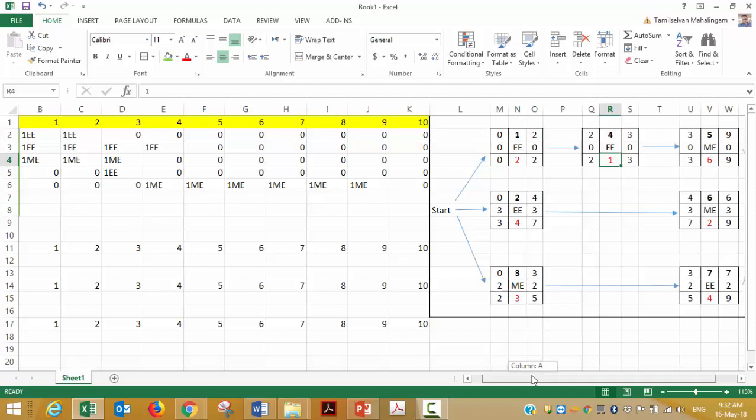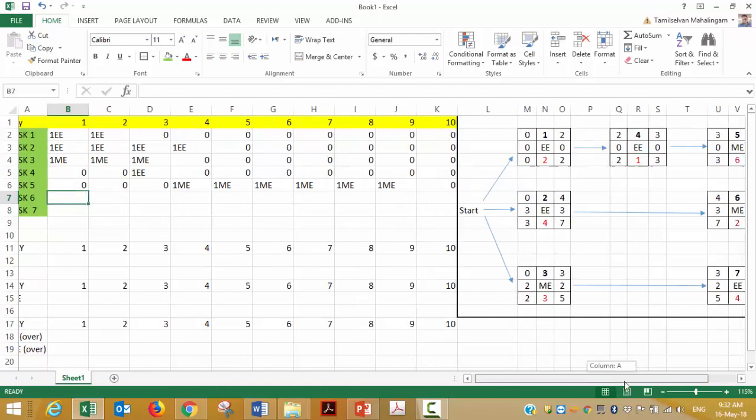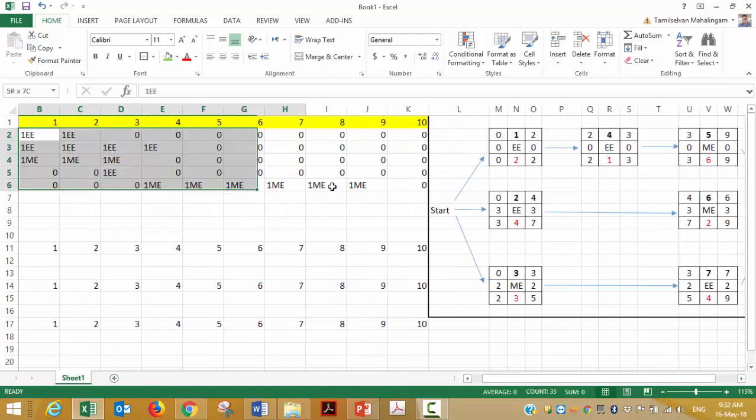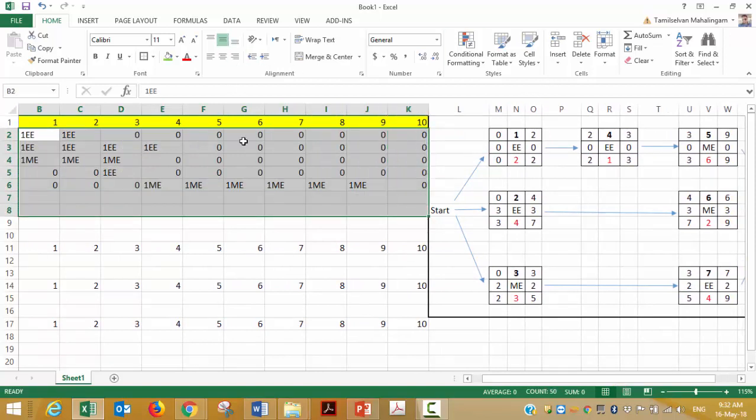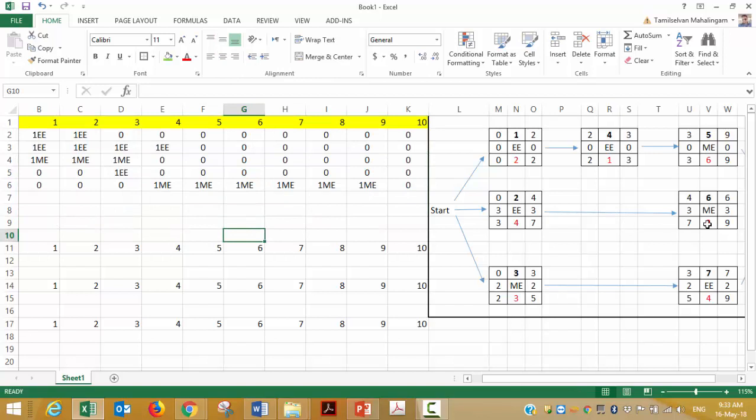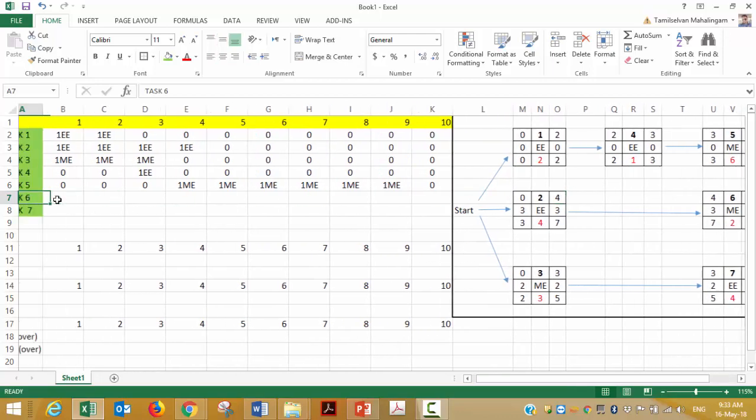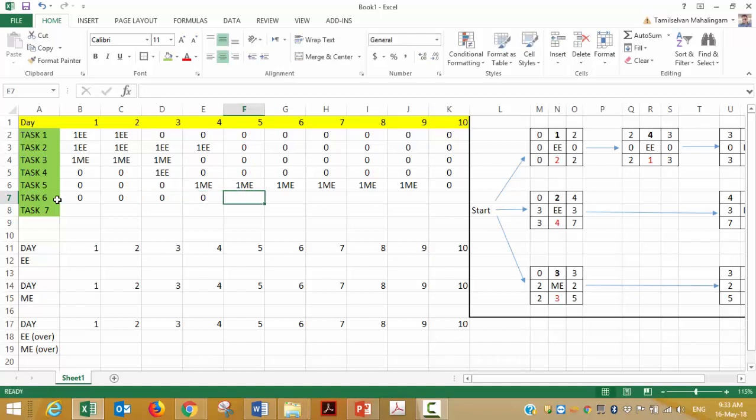Okay, all right. Let's move to task 6. Let me just align this so it will look neat. Now task 6, I need a mechanical engineer for how many days? 2 days. And task 2 is finishing on day 4. So I need this one from day 5, for 2 days. So I need 2 mechanical engineers from day 5. So day 1, 2, 3, 4, leave it. From day 5 onwards, I need 2 mechanical engineers. So 1 ME, 1 ME for 2 days, then 0, 0, 0, 0.